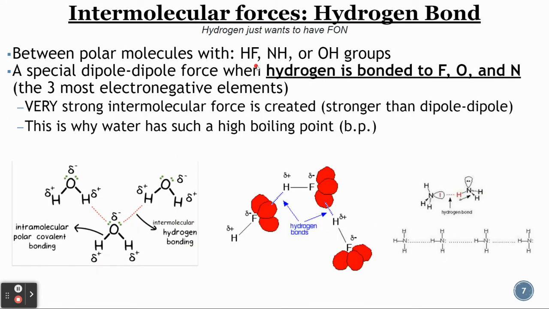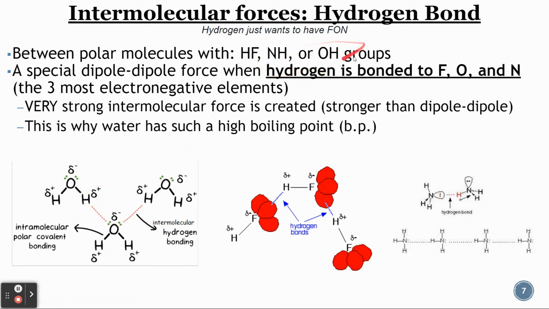Now, there's another type of dipole-dipole. It's actually a stronger type. It's called a hydrogen bond. And the hydrogen bond happens between polar molecules, still polar, but those polar molecules need to have either an HF group, an NH group, or an OH group. So we like to remember that trick by saying hydrogen just wants to have fun. So if you have polar molecules, let's say like water, two polar molecules here, these both have OHs. The partial positive of H is attracted to the partial negative of the O from another water molecule. This is a dipole-dipole, but a special type. It's a hydrogen bond dipole-dipole because it has an OH group.